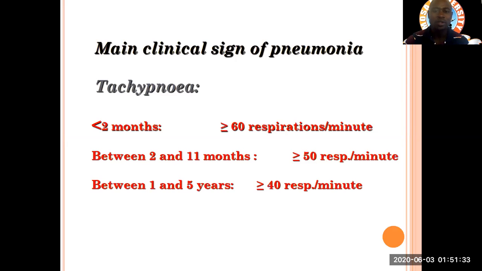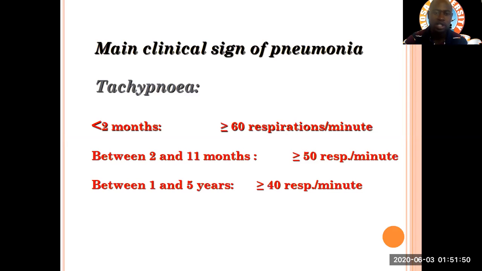But let us also look at the main clinical signs of pneumonia, in the form of tachypnea. For those less than 2 months, you find that they will have greater than or equal to 60 respirations per minute.